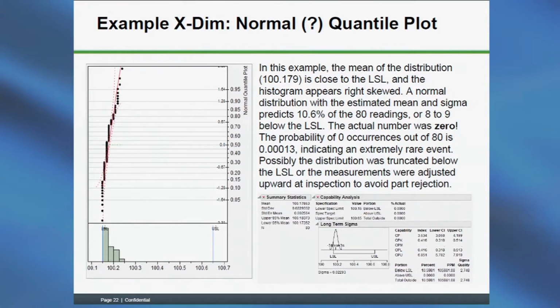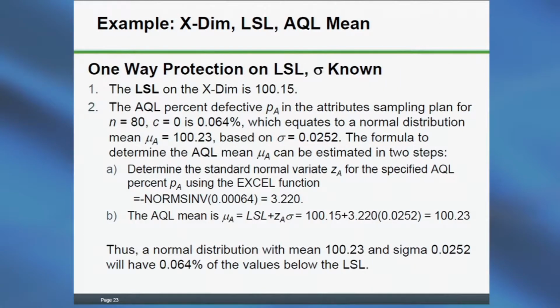And this is where we got into questions about truncation below the lower spec limits, or that the operators were adjusting the readings to get them all within specification and not end up having any rejects. So it's something you just have to be aware of when you're applying these kinds of sampling plans. If you have the data, take a look at them to check the assumptions for reasonableness.